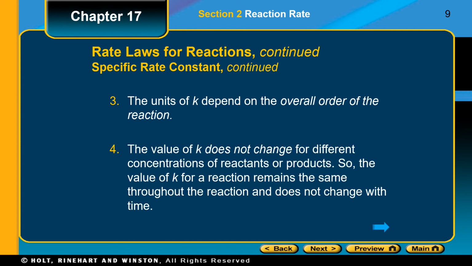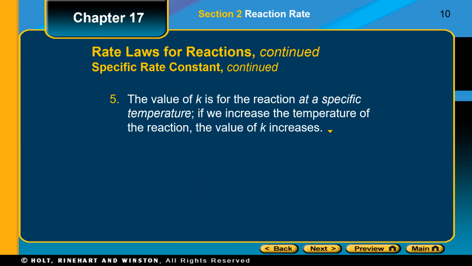So the value of K does not change for different concentrations of the reactants or the products, and so the value of K for a reaction remains the same throughout the reaction. In other words, the K doesn't start out at one value when there's a lot of reactants, and it doesn't change to something else because there's a lot of products. It doesn't change throughout that whole time. So K is constant through this whole reaction.